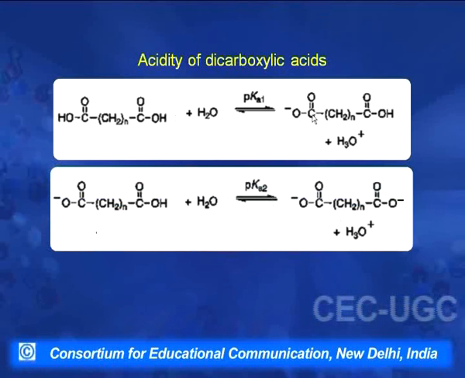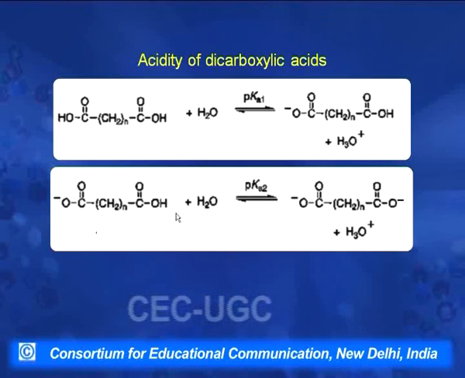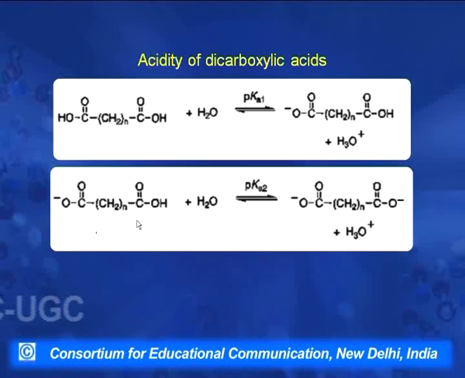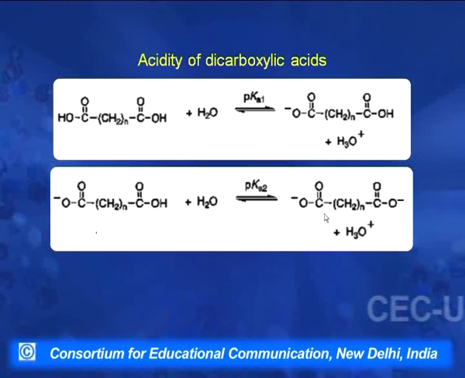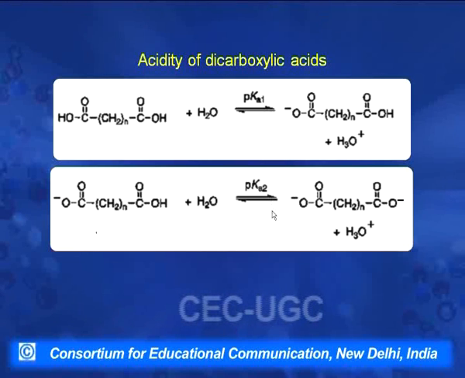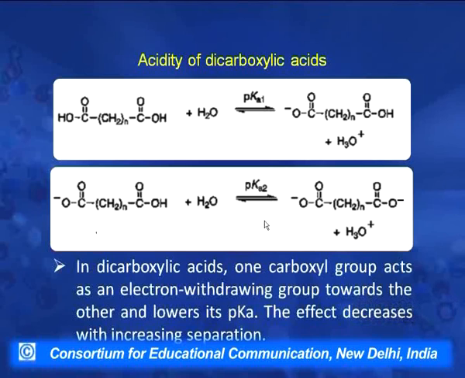pKa1 for the carboxylic acid will always be lower, which means the first dissociation is always that of a stronger acid, because when the second hydrogen has to be lost, it has to be lost from the domain of a negatively charged anion. So there will be less tendency to lose the H plus ion. So the second dissociation is always that of a weaker acid. This means the second dissociation constant, pKa2, will have a higher value and pKa1 will have a lower value, and this has been observed for most of the dicarboxylic acids.